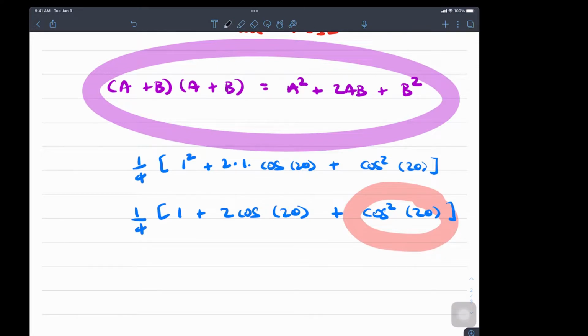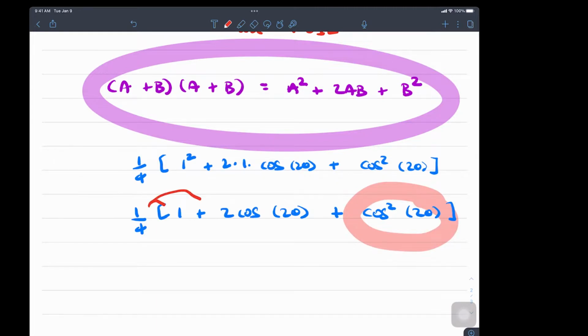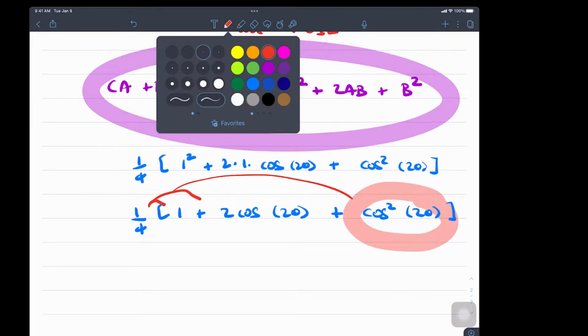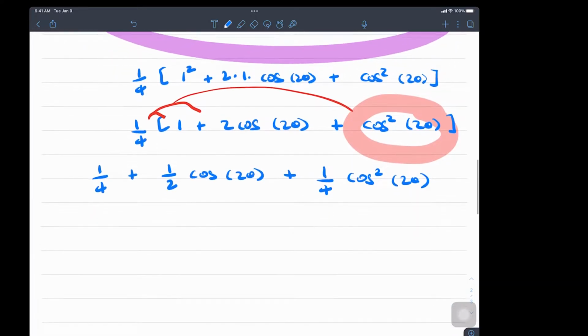Okay, so here's what I'm going to say to you guys. I'm going to do this kind of easy. This is my approach. Distribute your 1/4, okay? Do that first. What that means is you end up with what? What's 1/4 times 1? You get 1/4 plus, what's 2 times 1/4? 1/2 cosine double theta plus what? 1/4 cosine squared double theta. All I did was distribute my 1/4.